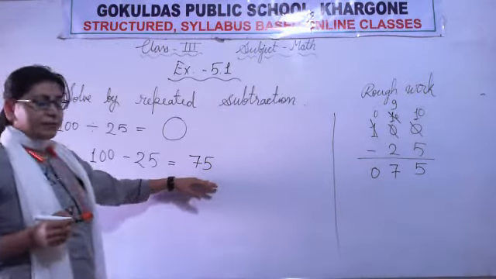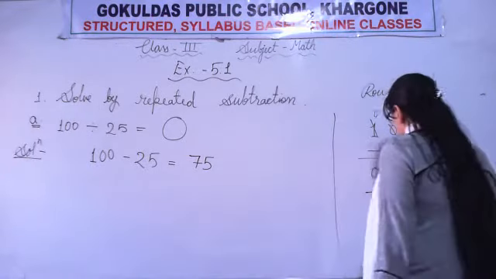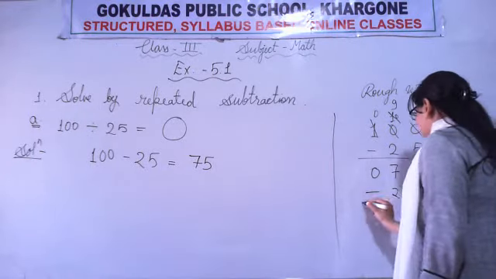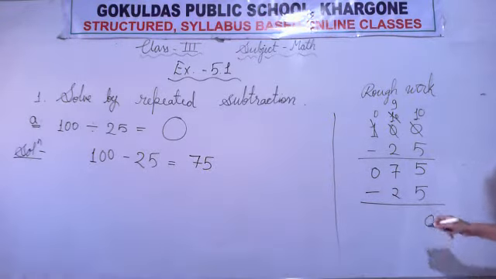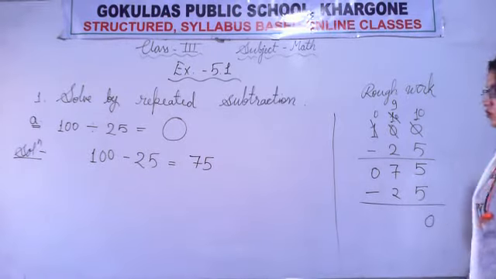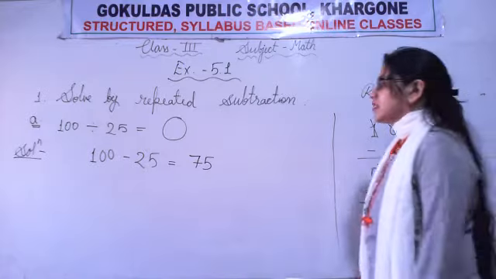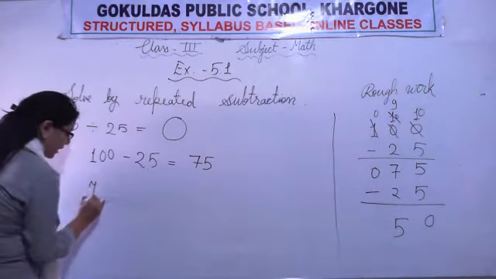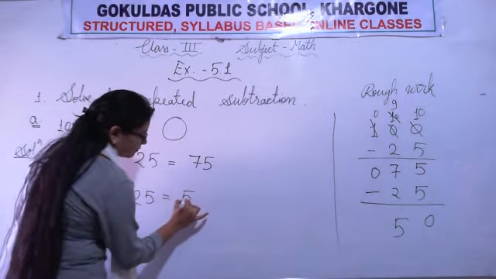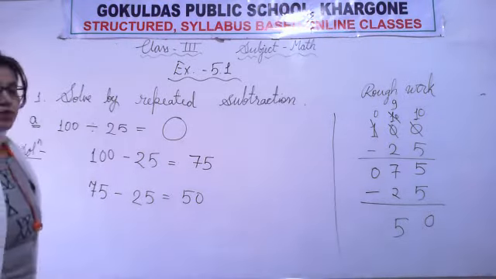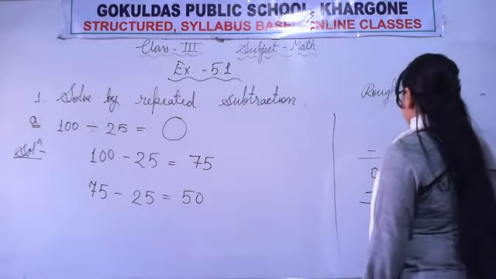Now we'll subtract 25 from 75. So let's subtract here. Minus 25. So 5 minus 5 is 0. Then 7 minus 2 is 5. So 50 is our answer. So if we are subtracting for the second time, 75 minus 25 is equal to 50.